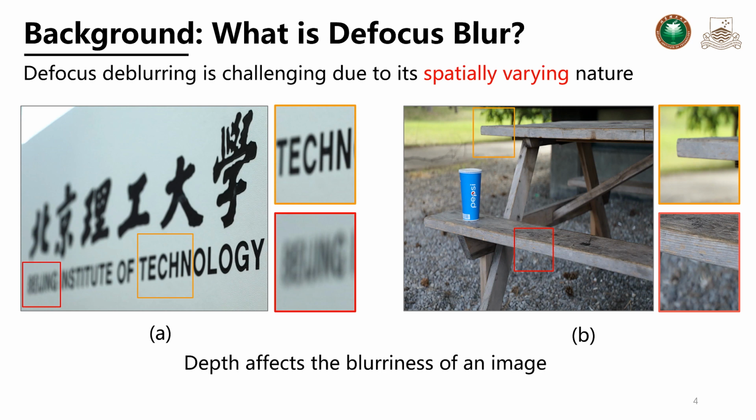Since depth and defocus blur are correlated, defocus blur tends to be spatially variable. For example, the red and orange boxes in figure A have different degrees of blur. This makes defocus deblurring very challenging.